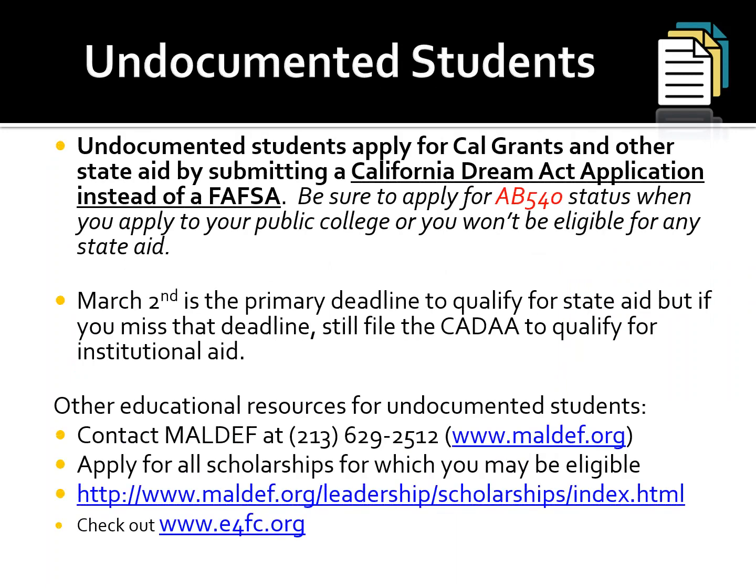So these are additional resources for undocumented students. Undocumented students apply for Cal Grant and other state aid by submitting the CADA, or California Dream Act application, instead of the FAFSA. Also be sure to apply for the AB 540 status when you apply to the public college that you'll be attending. And again, we want to stress the importance of the March 2nd deadline for qualifying for this state aid. And then still apply for the CADA to qualify for institutional aid.